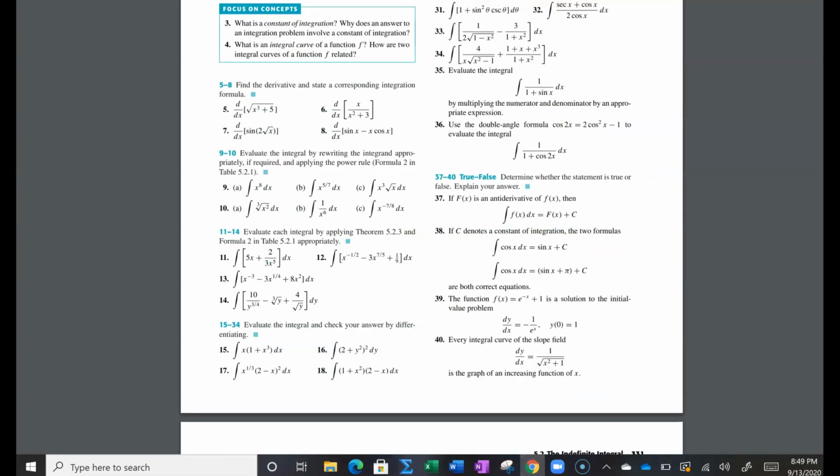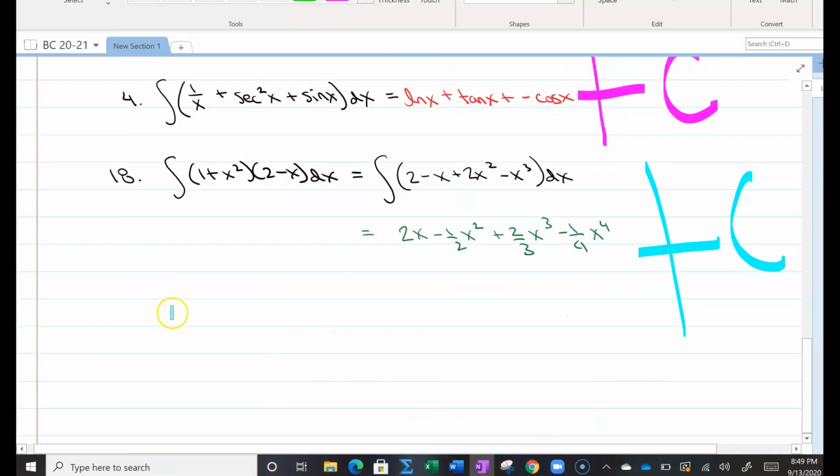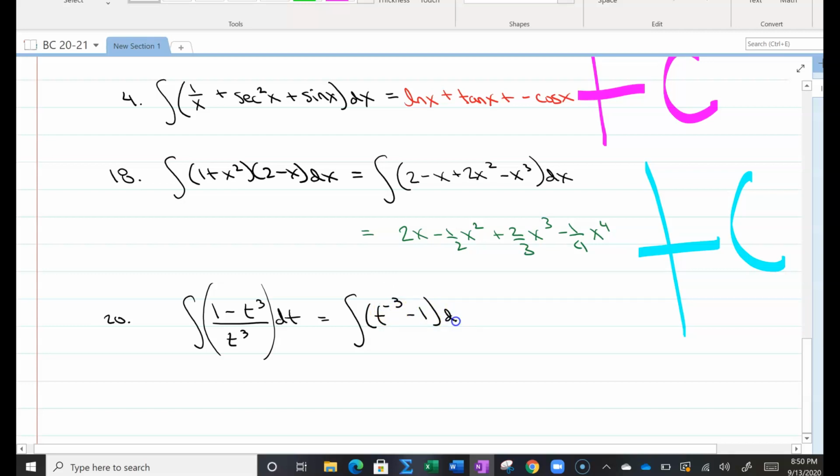Let's do number 20. Where's 20? 20 is 1 minus t cubed all over t cubed, okay. The indefinite integral of 1 minus t cubed all over t cubed dt, right? Remember how I said that the dummy variable always matches the integrand? All right, this is number 20. Go ahead and you try it and see what algebra you can do first to simplify this integrand. Oh, I just started talking as I went. Oops. t to the negative third minus 1 dt. All right, pause me and try on your own.